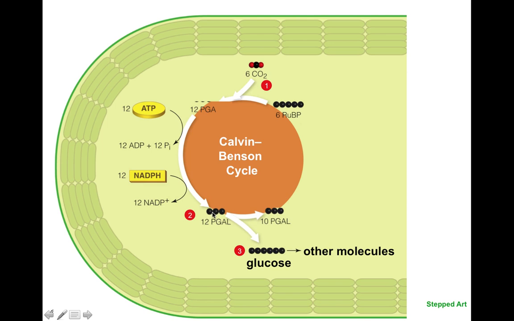So 2 of these 3-carbon PGAL molecules will combine to form 1, 2, 3. There's one of them. 1, 2, 3. There's the other PGAL. A 6-carbon glucose, who is our simple monomer building block unit for really all sugars.